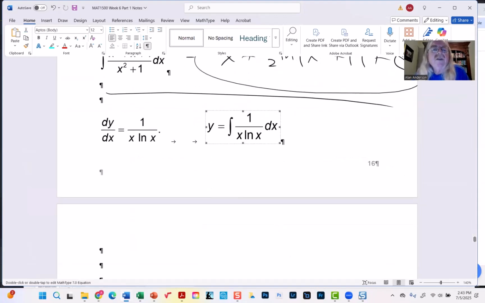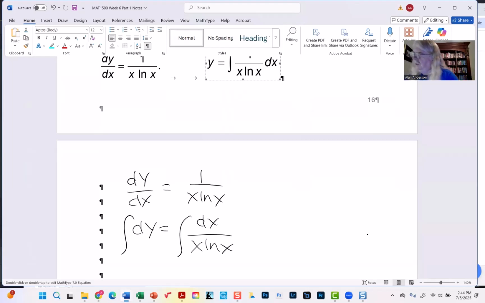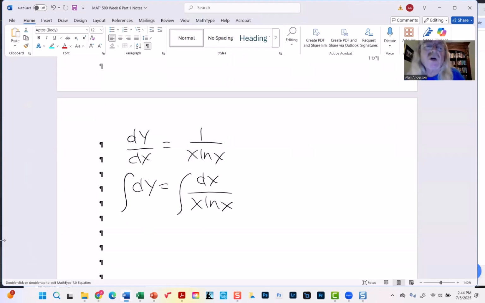Okay, so what happened here? Basically, what we did here was we took this equation and took the integral of both sides. In other words, we want to take the integral of both sides, but in order to do that, we have to rewrite it slightly. And now we can integrate both sides. And so even though we have dy on the left-hand side, the integral of dy is simply y.